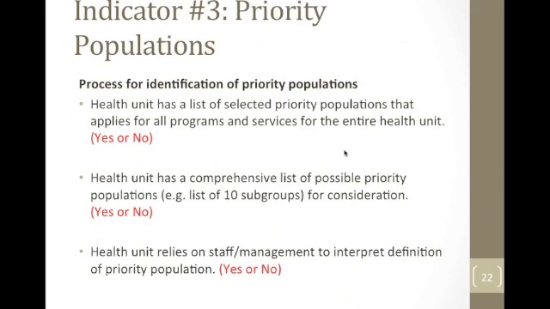The second is more suggestive. The health unit has a list of possible priority populations, similar to what the Health Equity Impact Assessment of the Ministry has, where they list 10 different groups: SES, education, housing, and then people have to choose from it. So the first is very directive. The second is suggestive. And then the third is very open to interpretation, to how health unit staff want to interpret priority populations without any specific suggestions or directions. Next slide.